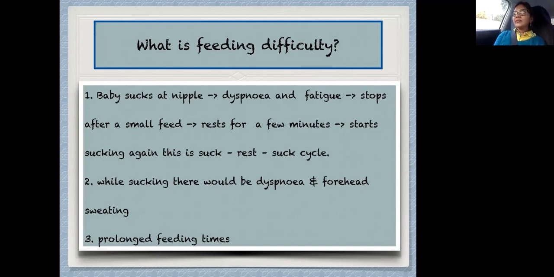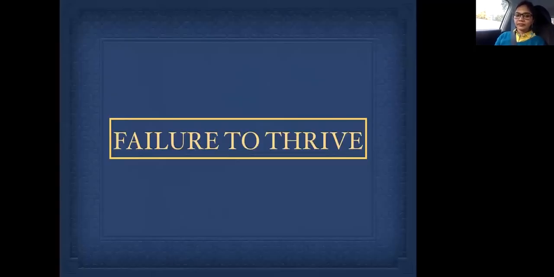But sometimes not all of them will give you the history this classically. Some of them might only point to prolonged feeding times. Then you prompt, and you might elicit that, okay, this is what is happening. Or there would be just dyspnea and forehead sweating while sucking. So unless you prompt and get a proper history, you will miss this. So that is important to note.